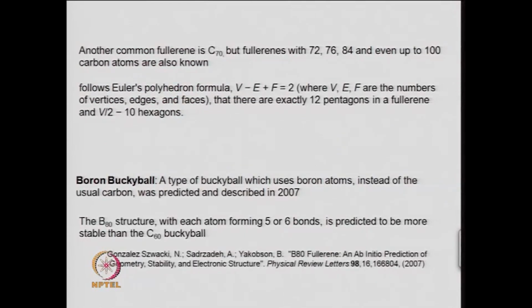Then you can have, other than C60 which has 60 carbon atoms, C70 which has 70 carbon atoms. You can have C72, C76, C84. So, you can have fullerenes with different numbers of carbon atoms, but the shape will change slightly. Now, your number of hexagons and number of pentagons will change, okay, because the number of hexagons and the pentagons are related.